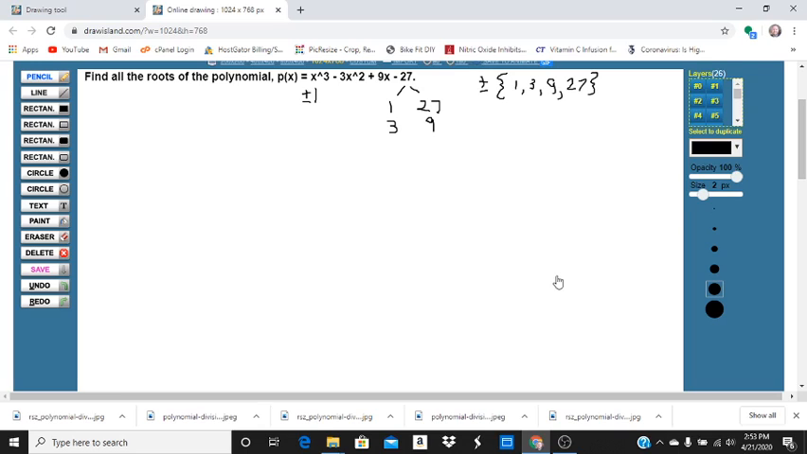Okay, so let's find ourselves one of the roots. Let's plug in 1 first. We'll say p of 1. Now, if I plug 1 in for x and the polynomial is equal to 0, then I have a root. Okay, so 1 cubed minus 3 times 1 squared plus 9 times 1 minus 27.